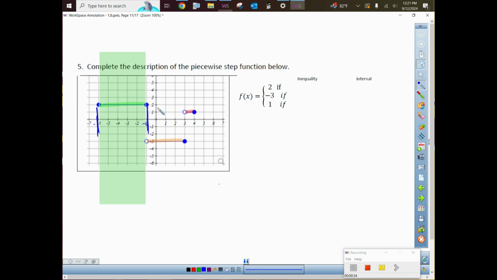But you can tell because of the closed dots, they're going to be included. So you have to read carefully on your homework whether they want it as an inequality or as an interval. They won't want both, so just read carefully. I'll do it both ways.